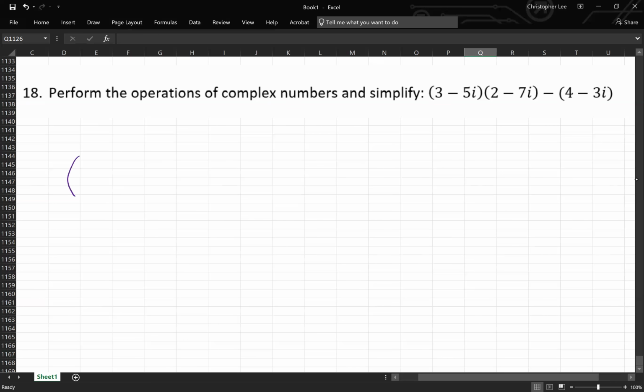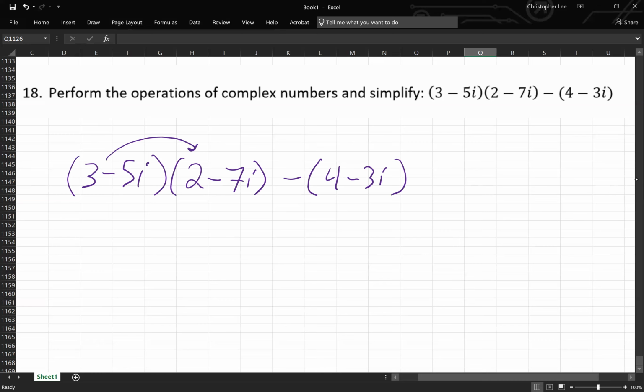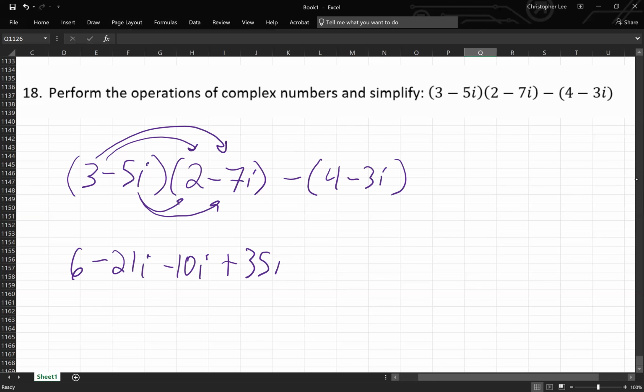All right, let's try this out. I have 3 minus 5i times 2 minus 7i minus 4 minus 3i. Very simply distribute, right? So 3 times 2, that's 6. 3 times negative 7i, negative 21i. Negative 5i times 2, that's negative 10i. And then negative 5i times negative 7i is going to give me a positive 35i squared.